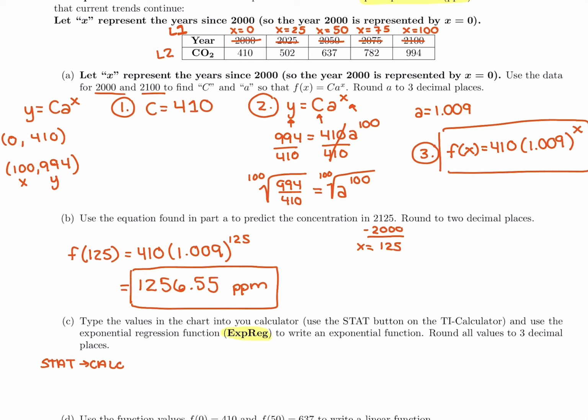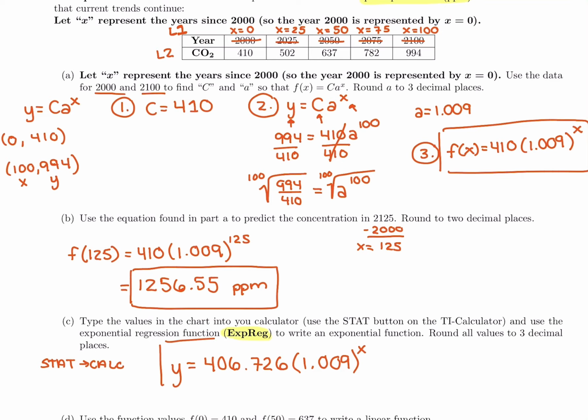It doesn't tell us what to call it. It just says round it to 3 decimal places. So I would just call it a regular y equals. And I get 406.726 times 1.009 to the x.